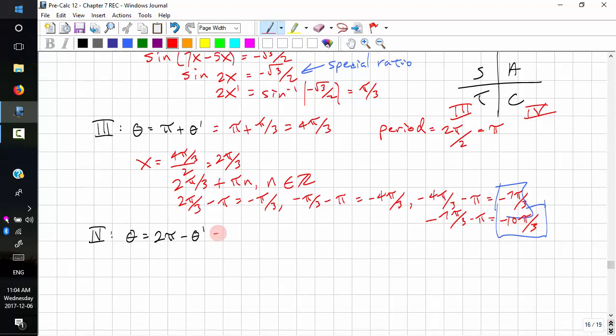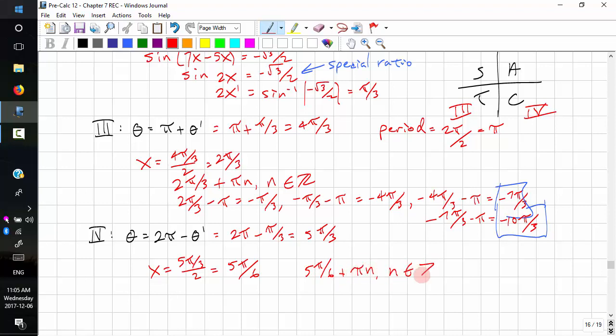Next quadrant, 2 pi minus our reference angle, pi over 3. We get 5 pi over 3. We need to divide this by 2, so x equals 5 pi over 3 divided by 2. This is 5 pi over 6. So our general solution is 5 pi over 6 plus pi n, n an element of Z.